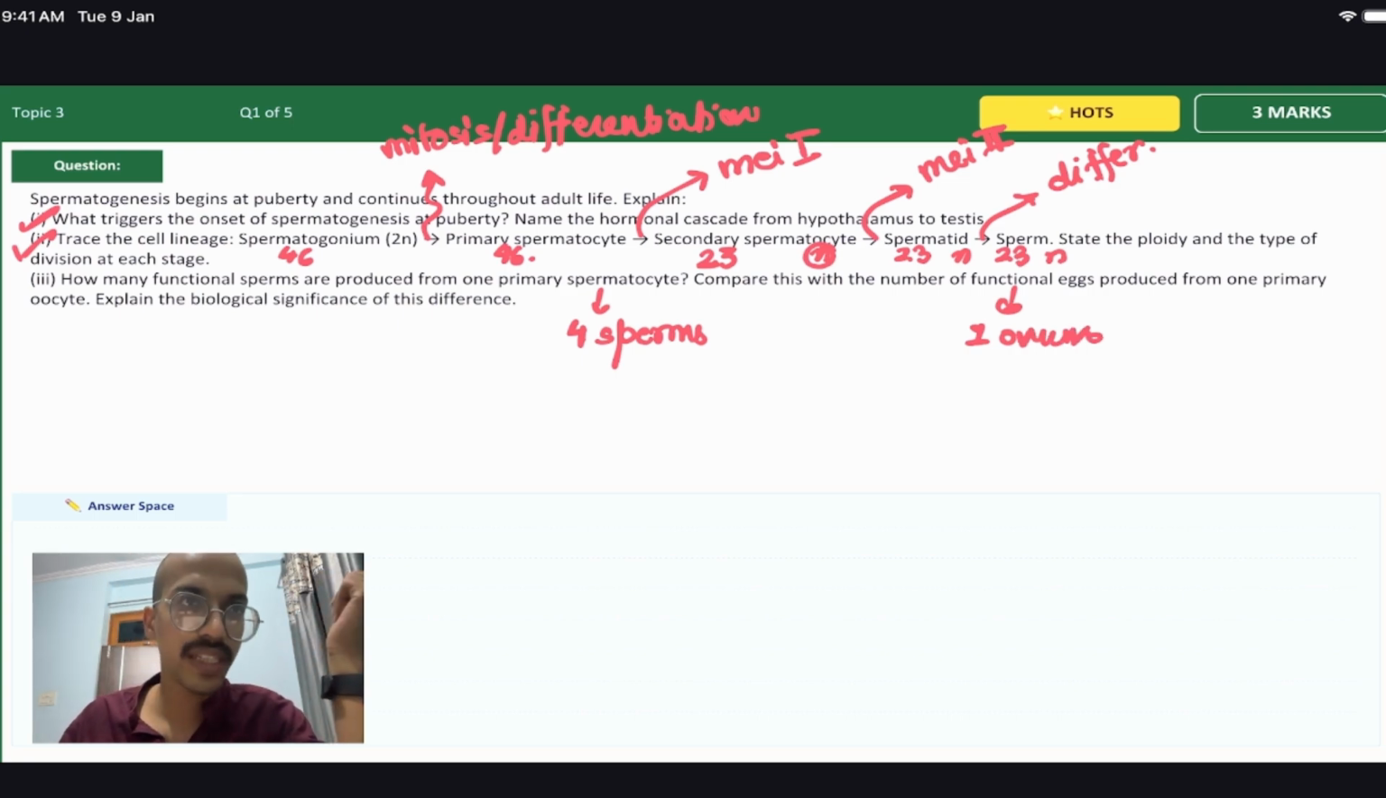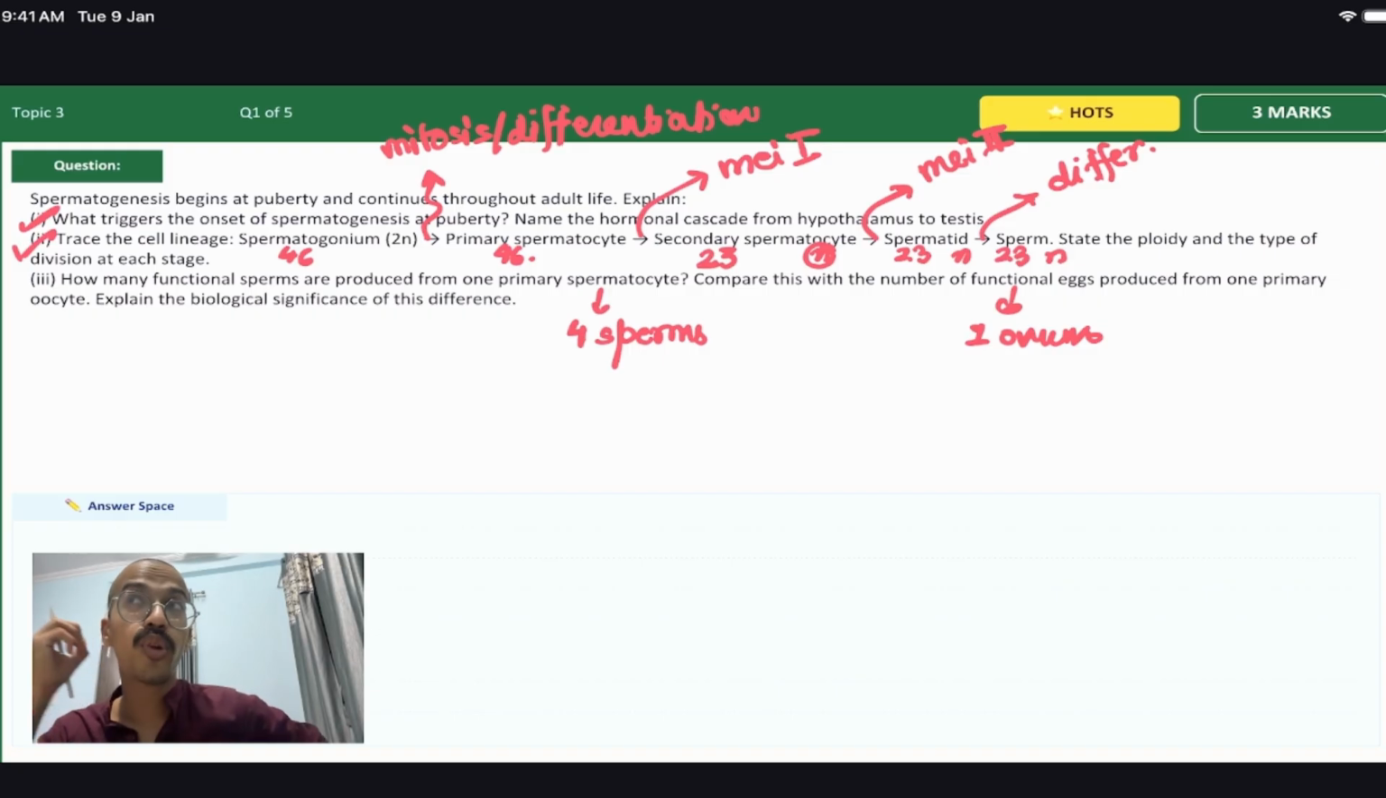Explain the biological significance of the difference, because most of the sperms would be naturally selected out, because of the conditions they have to go through in the female reproductive tract. Whereas for the egg, if more than one egg came, it would require resources later on for the development of the fertilized embryo. Okay, so I hope the significance of it is understood.